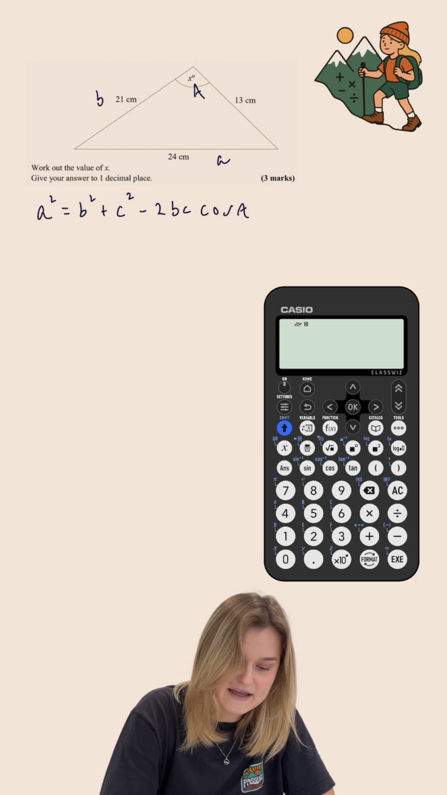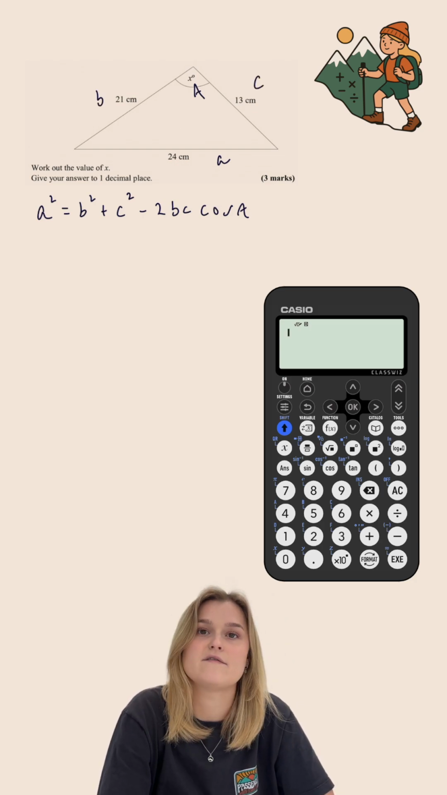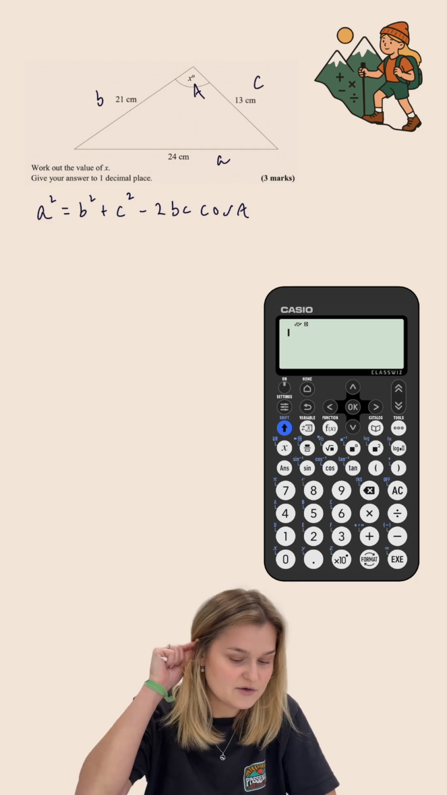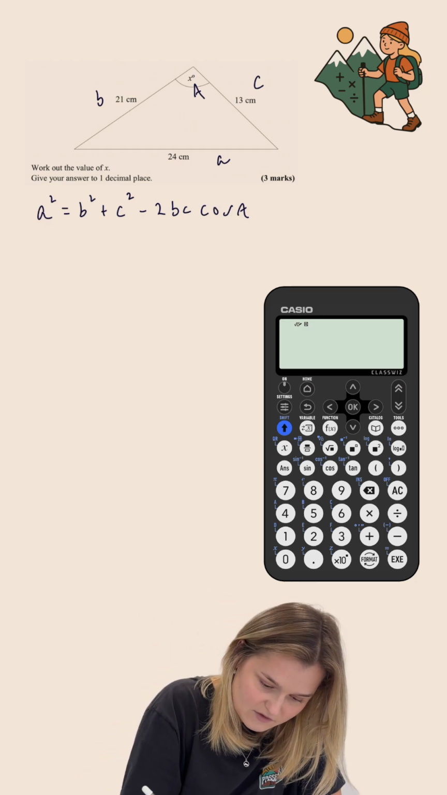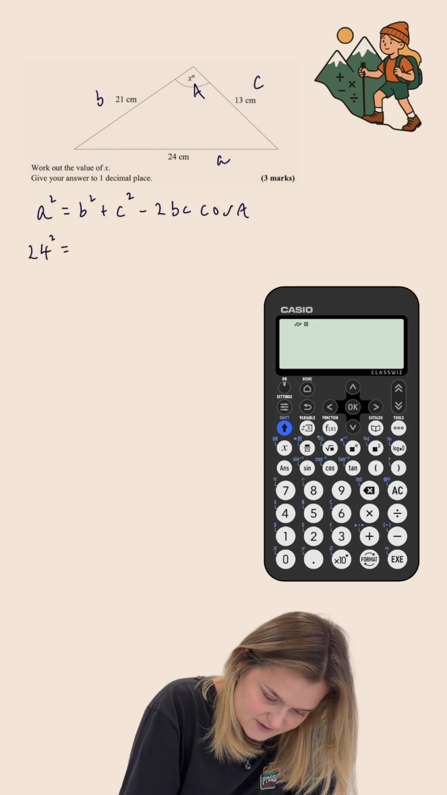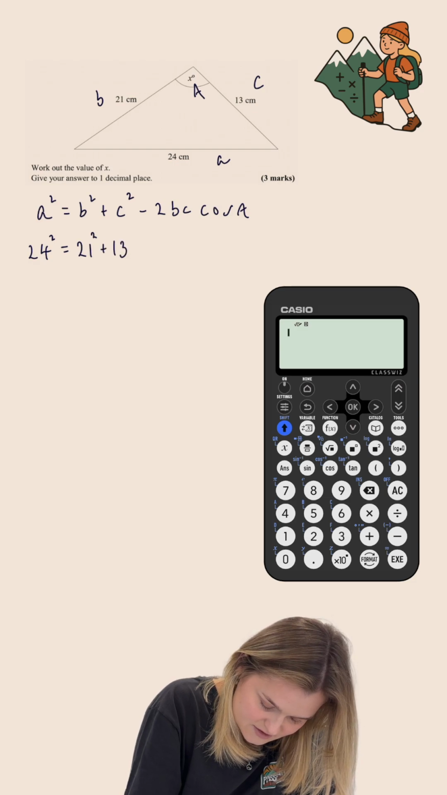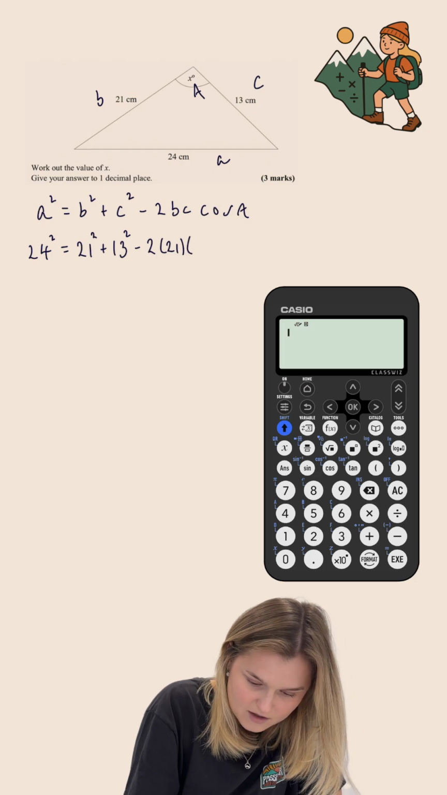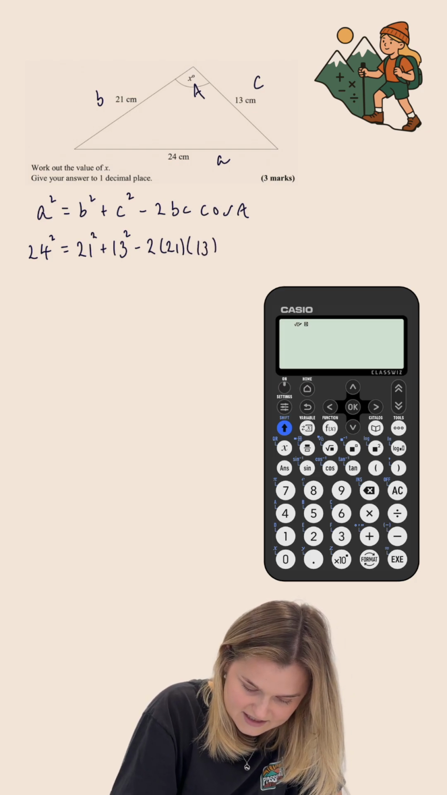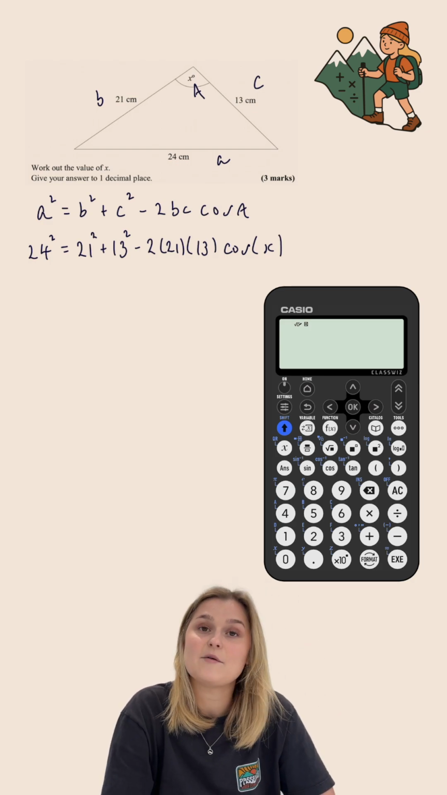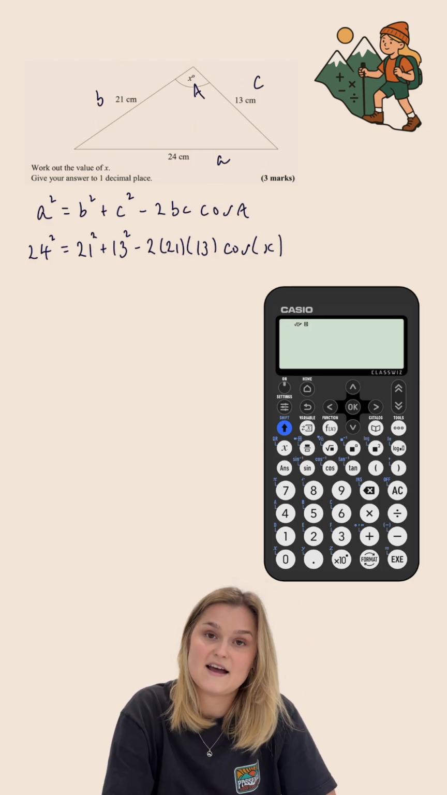And then lowercase b and lowercase c can be either of the other 2 sides. Now I'm going to substitute everything that I know into this equation. So I've got a squared, which is 24 squared, is equal to b squared, which is 21 squared, plus c squared, which is 13 squared, subtract 2 multiplied by 21 multiplied by 13 times by cos of x. Now I'm going to work out all the different parts of this that I can.